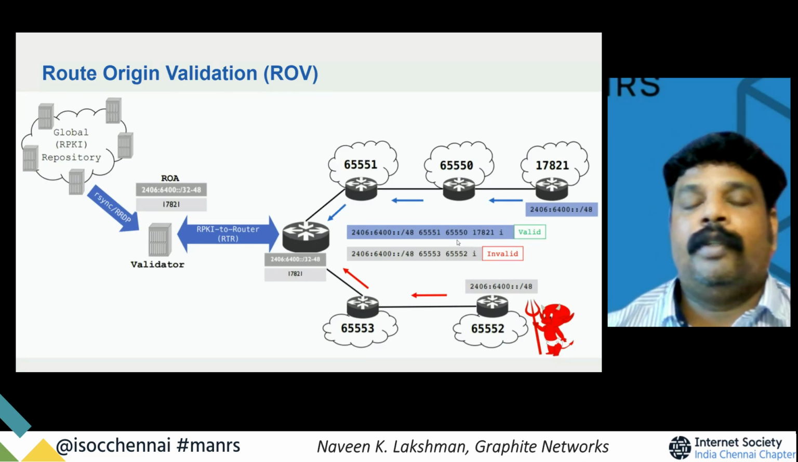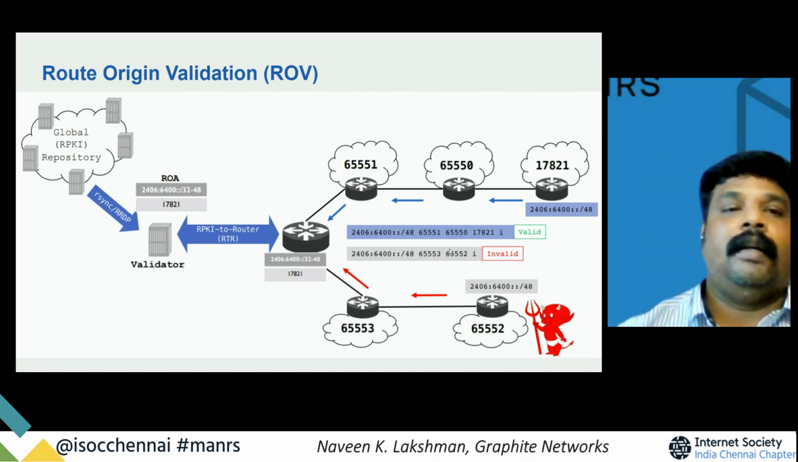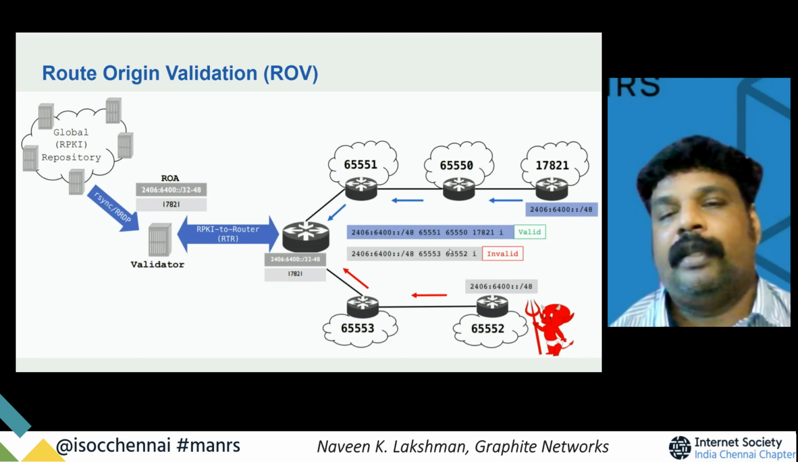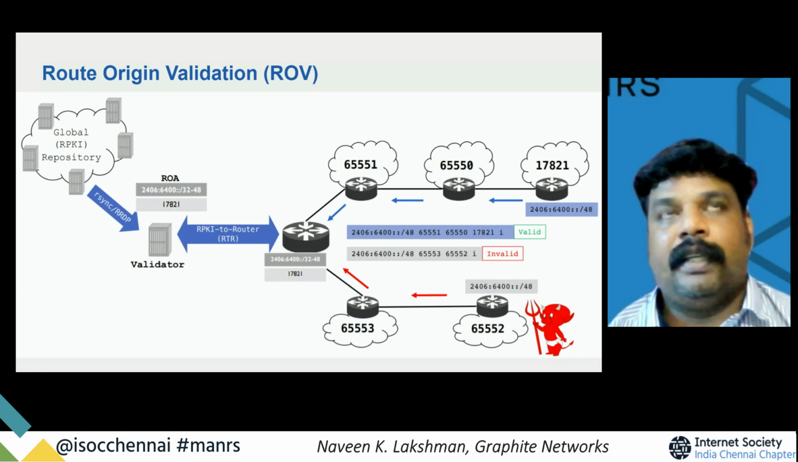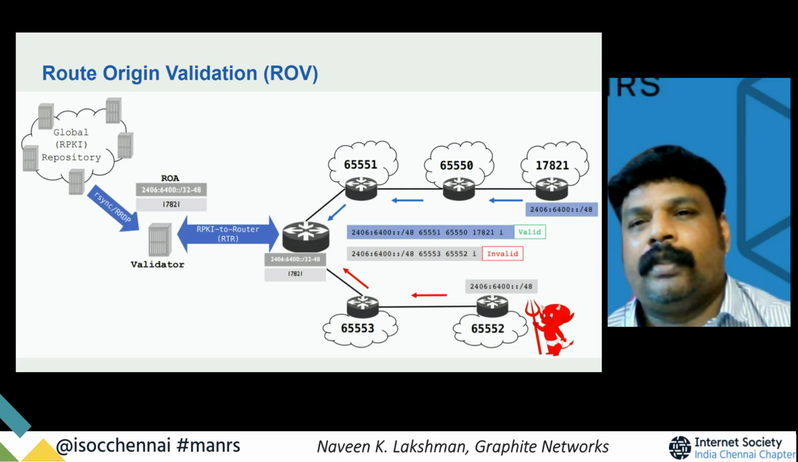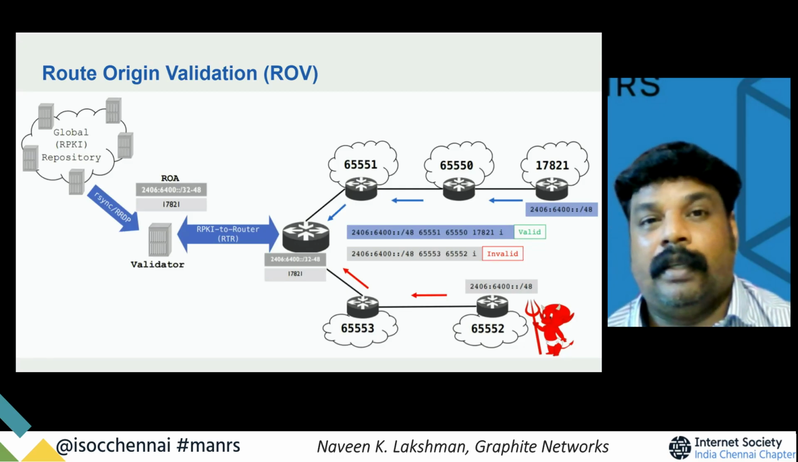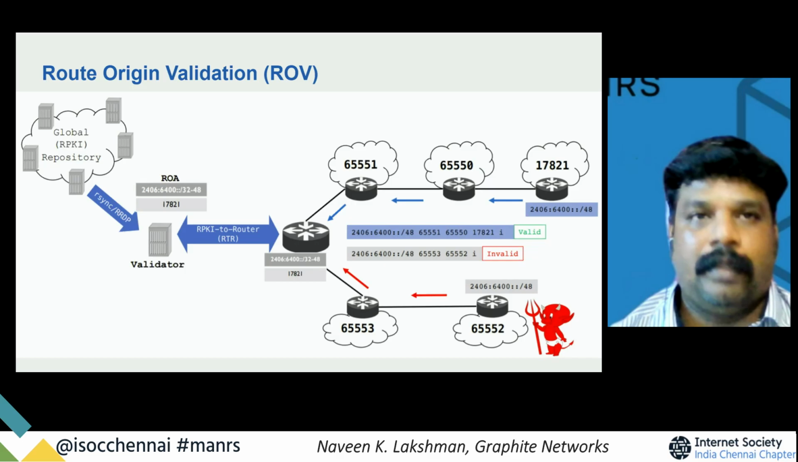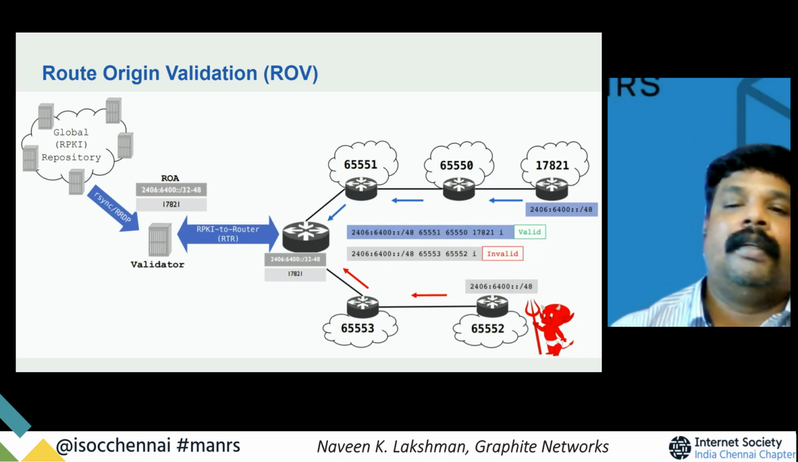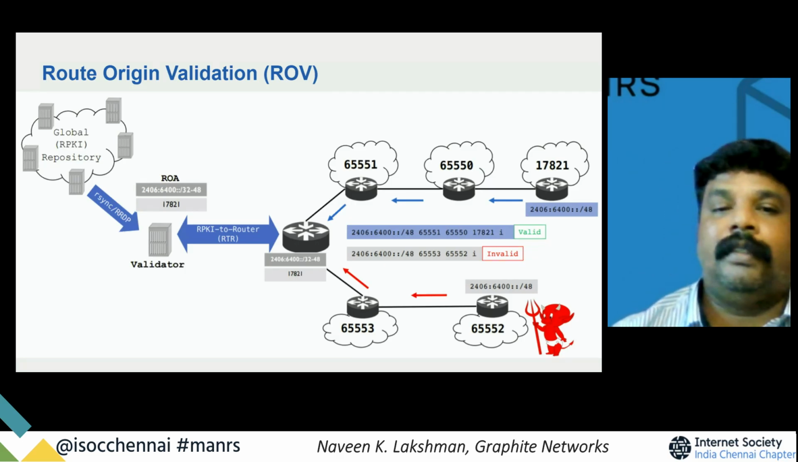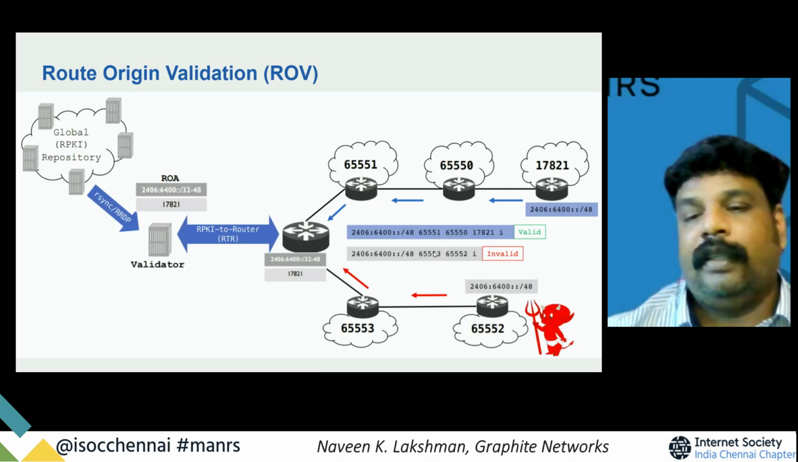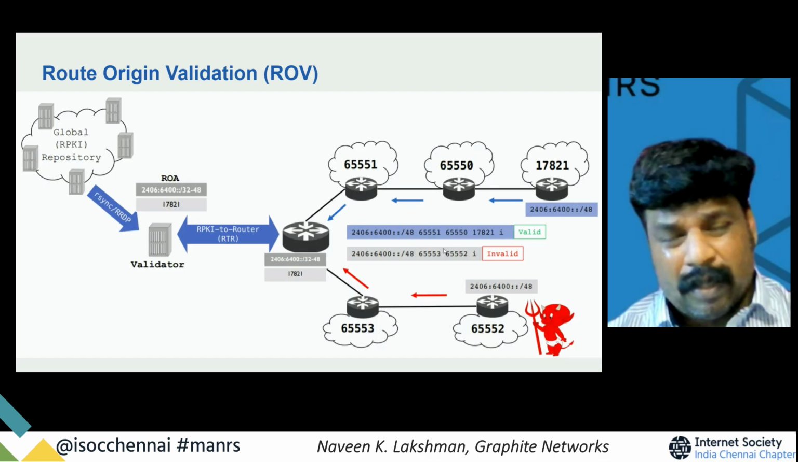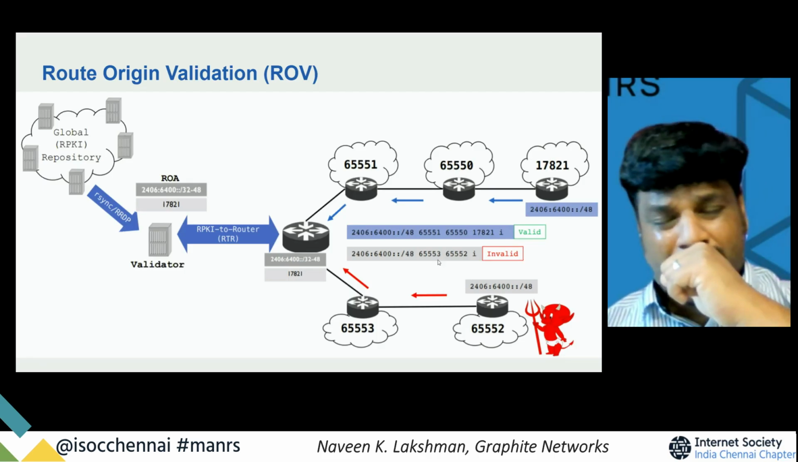Most of the service providers nowadays have implemented a policy that they wouldn't accept invalids, because RPKI has been in the system at least from 2012 onwards. Most of the network operators started implementing it. Nowadays, from last year onwards, most of the tier 1 providers started dropping invalids. So that particular route would be dropped. This is how route hijack or leakages are stopped.